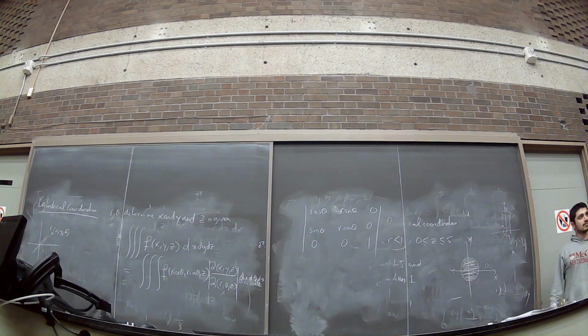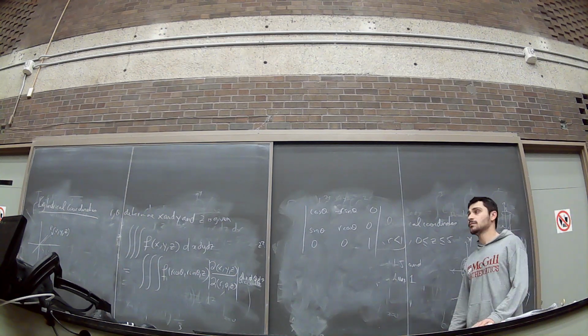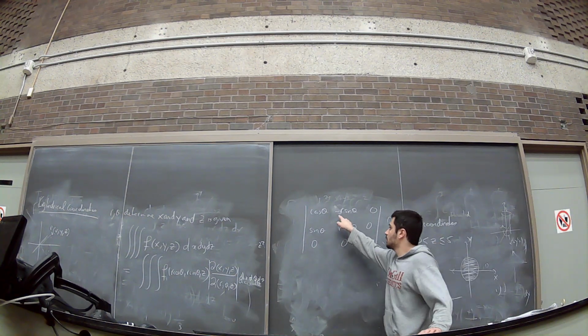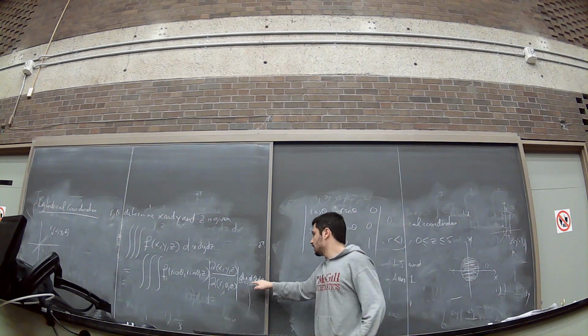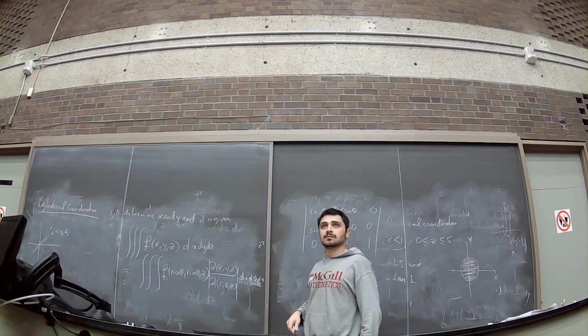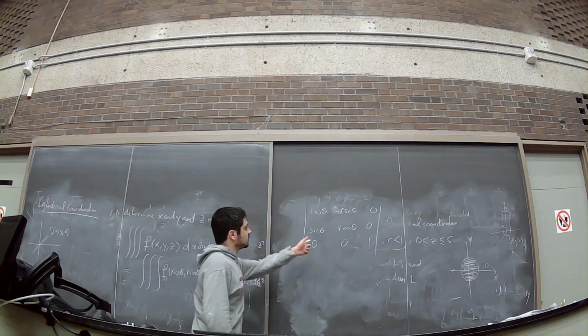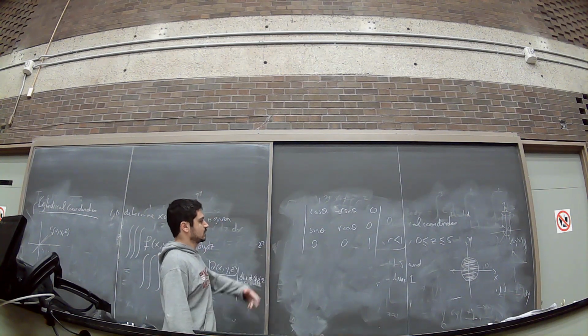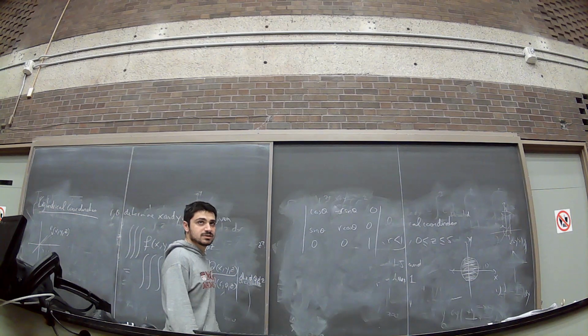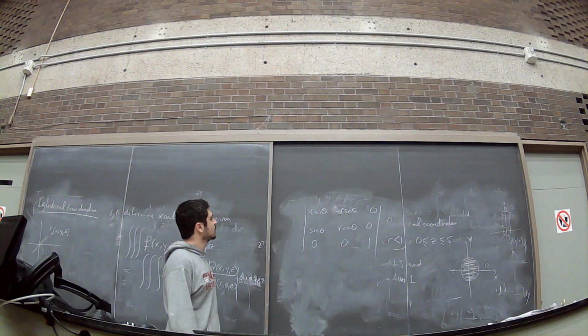Yeah? Next to the Jacobian? Here? dr dtheta dz. Okay, so theta? Yes. So what do you get here? This is r cos theta, right? You see that? Can you see this determinant? What is that? It's r.